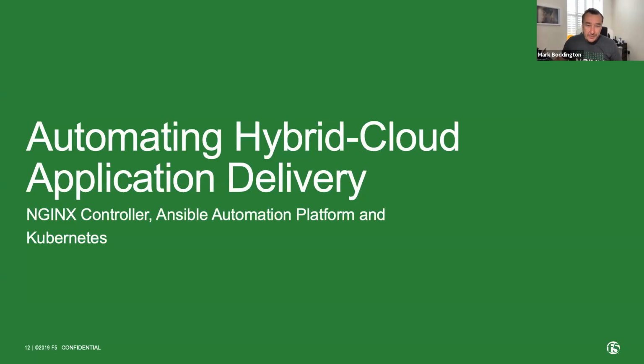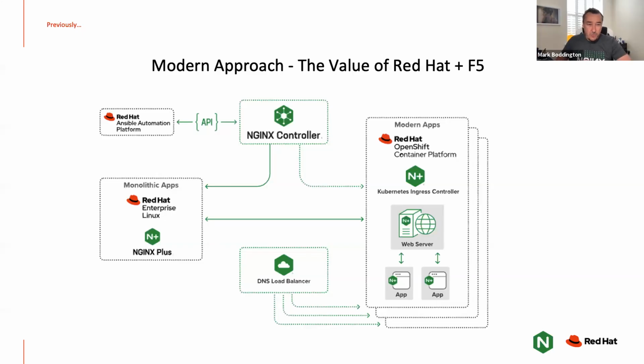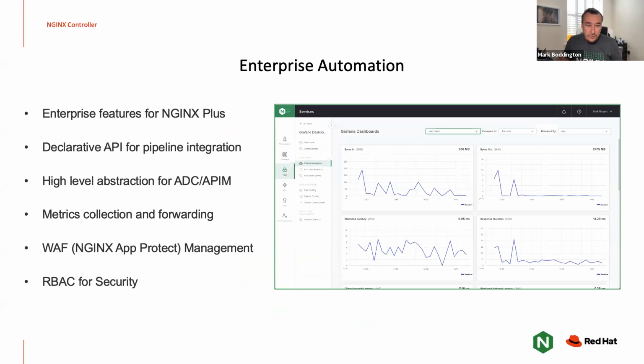So we're almost at the demo. Just going to recap a little bit about how NGINX Controller and NGINX Plus Ingress Controller inside OpenShift can be used with the Red Hat Automation Platform. First of all, a little bit about Controller. Controller provides you enterprise automation for NGINX Plus. It has a declarative API that you can integrate with Ansible to automate your delivery of services into NGINX. It provides a high-level abstraction for both application delivery, load balancing, and also API management use cases.